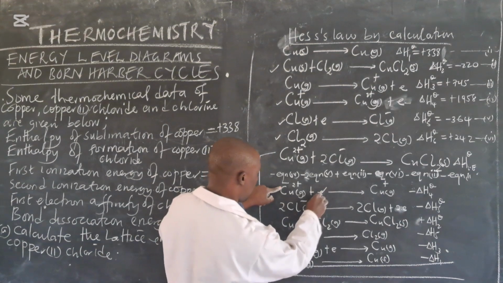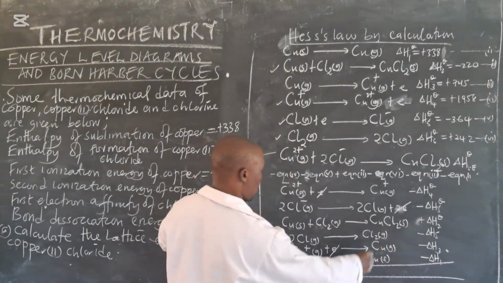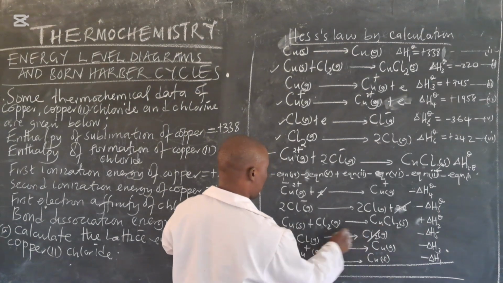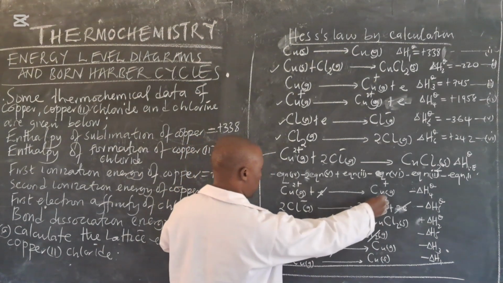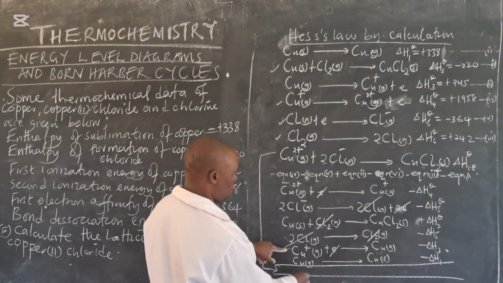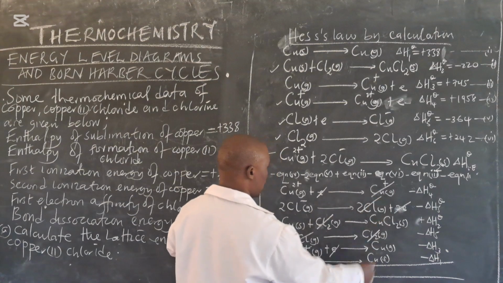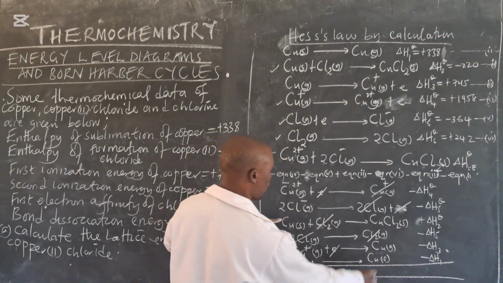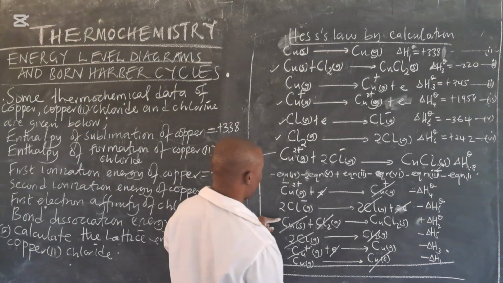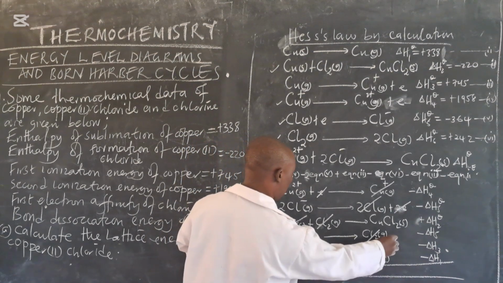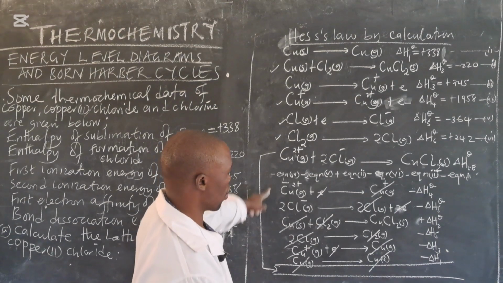This electron and this electron will cancel with these two. Then I have chlorine gas here, which will cancel this chlorine gas. I have this, which will cancel with this. I have copper 1 ion, which will cancel with this here. Then I have copper solid, which will cancel with this. Then I have copper gas, which will cancel with this. So ideally, I think you can see that we have arrived here.